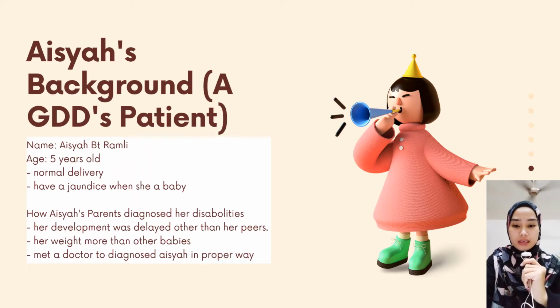Next, I will present about Aisyah's background, who is a global development delay patient. Her name is Aisyah binti Ramli, and her age is 5 years old. Her delivery was a normal delivery, but it had a complication, and it affects Aisyah's health until now. How it affects her health will be presented on the next slide.